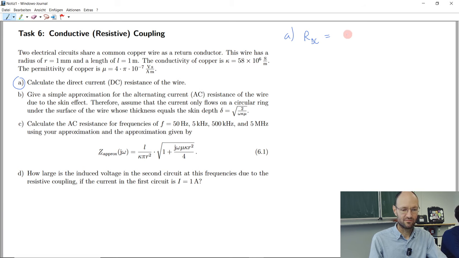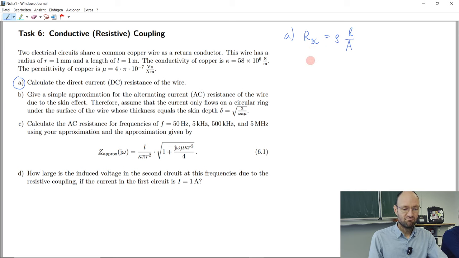R is equal to rho l by A. Yeah, so it should depend on the length of the wire, and the longer the wire, the higher the resistance. And it should depend on the specific resistivity of the material. And we need to have some other quantity there: the area. We need to divide by the area, because the larger the cross-section area of the wire, the smaller will be the resistance.